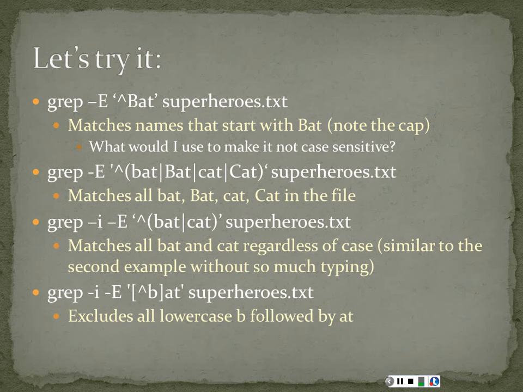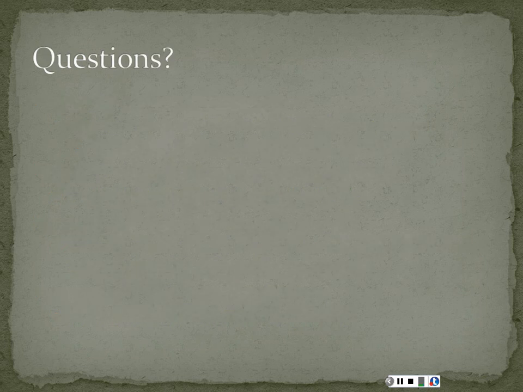It just all depends on where you're at with this. And then this last one, grep minus E, bat, superheroes, excludes all lowercase b followed by AT. So we're kind of excluding stuff out of this one to kind of go along with it. So I want you to go ahead and try those as well as you get through this list so you can see it. So it makes it interesting.